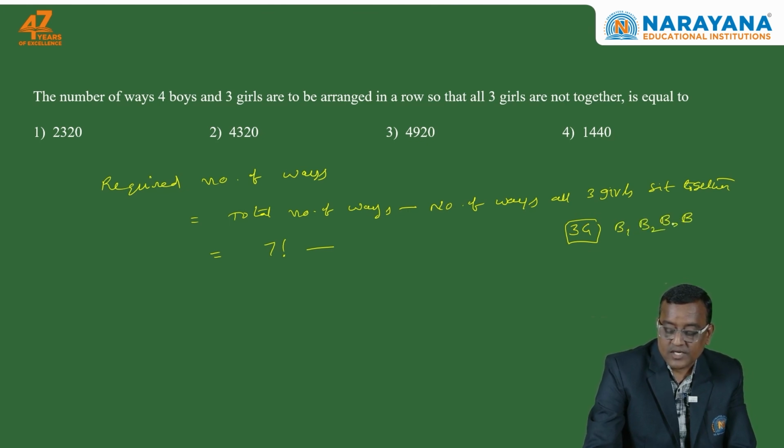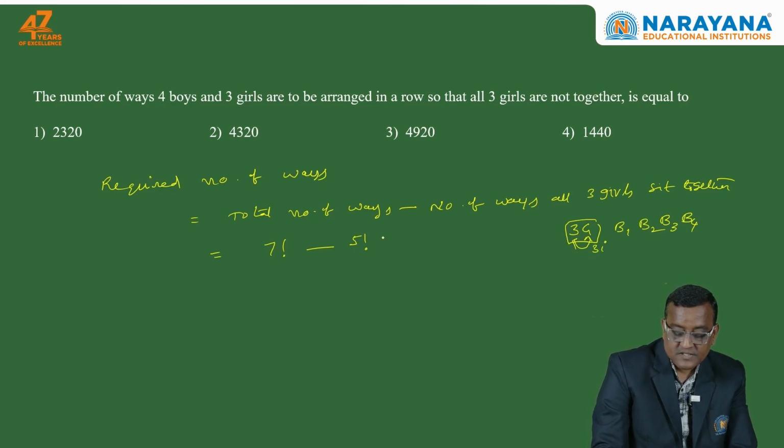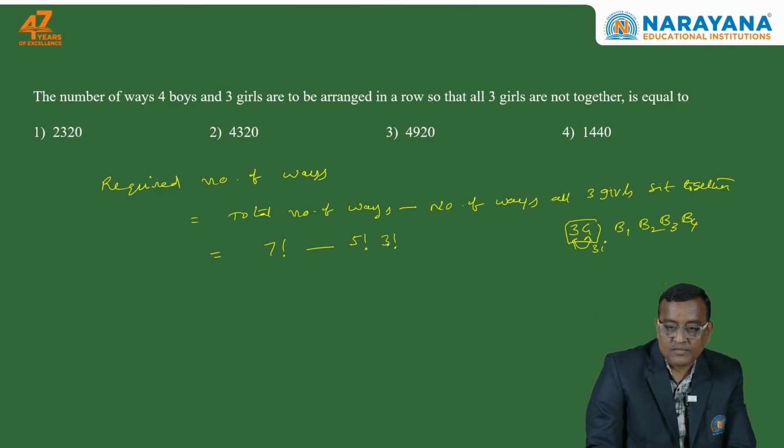Total we have 5 things. They can be interchanged in a row in 5 factorial ways. And the girls in that unit can be interchanged in 3 factorial ways. So the total number of ways in which all girls sit together is 5 factorial into 3 factorial.